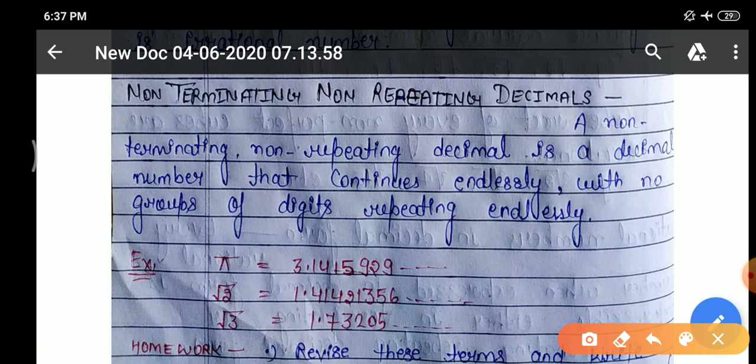See the example: the value of pi. Pi is an irrational number. The value of pi is 3.1415929 and so on. Means this will keep going on like this. And the numbers after the point are not the same, it is not a repeated number. It means these are examples of non-terminating, non-repeating decimals.